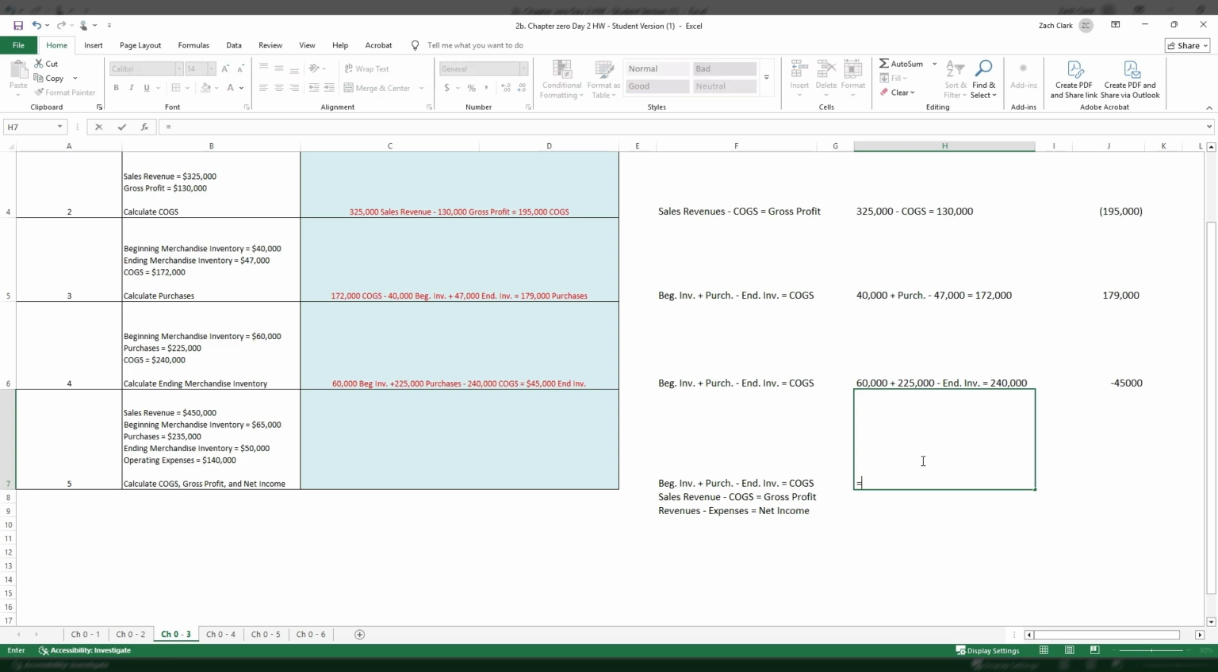So let's do this here. We got the equal sign, but we need beginning inventory. So I'm going to say 65,000.